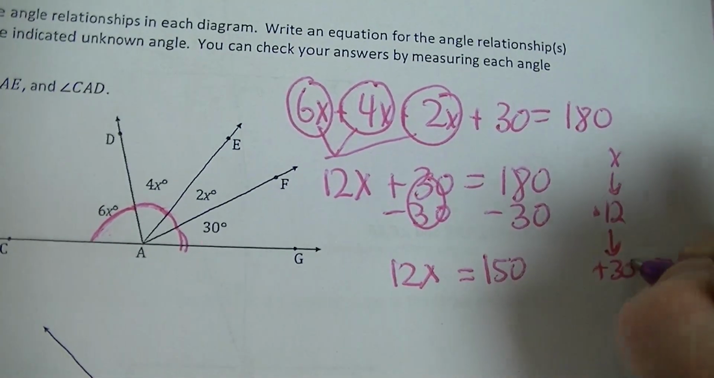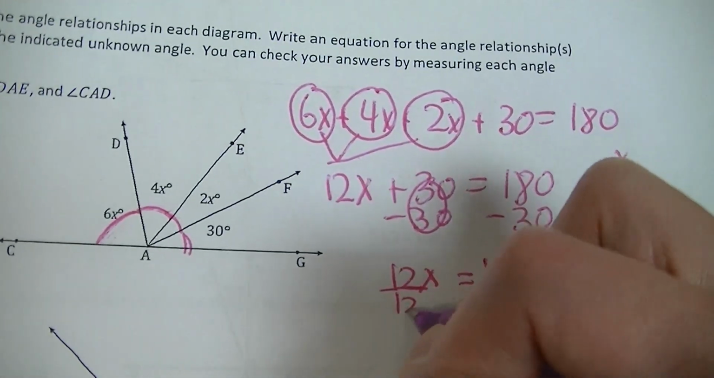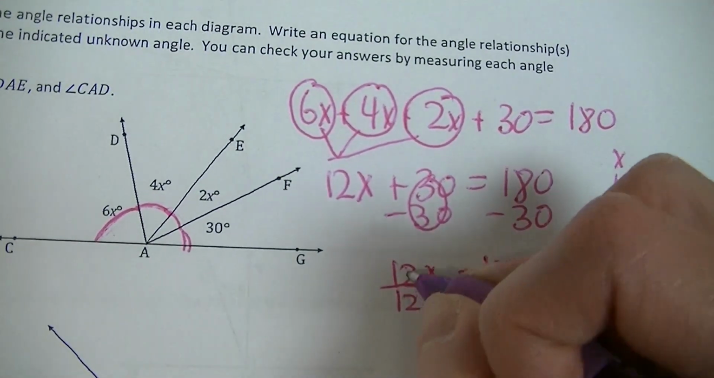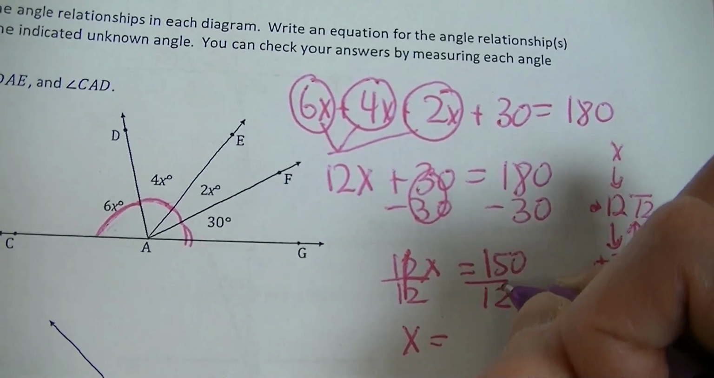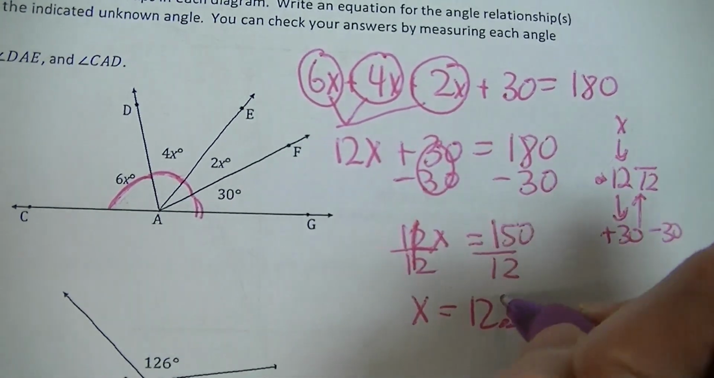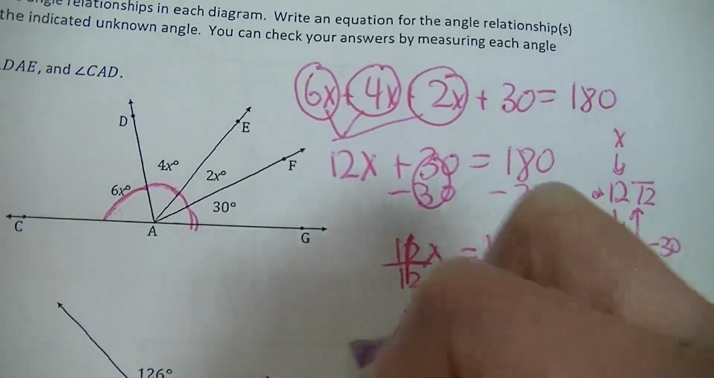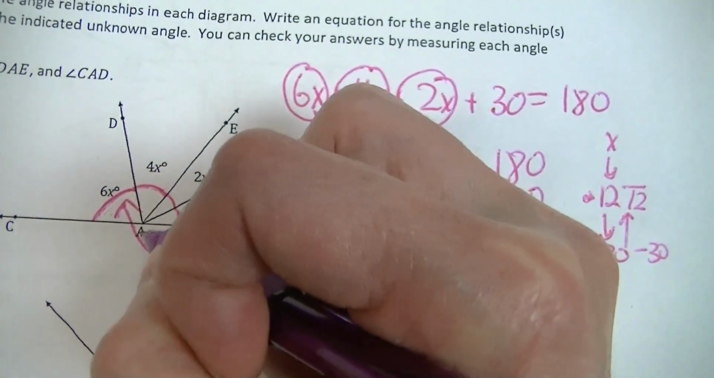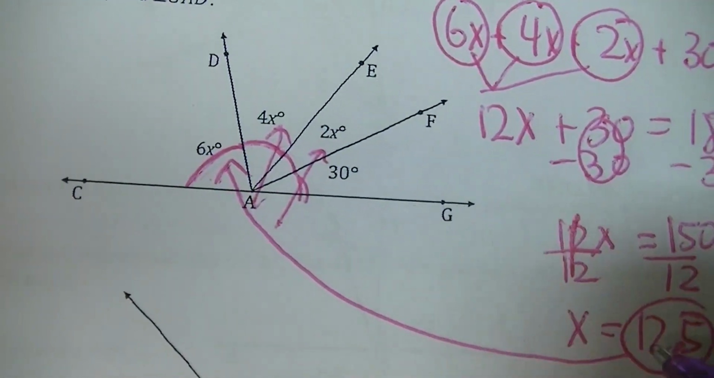Now that you've simplified it down, go back up. The inverse operation of multiplying by 12 is to divide by 12, and that's what you'll do to both sides of the equal sign. 12 divided by 12 is 1. 1 times x is 1x or x. 150 divided by 12 is 12 and a half. Okay, you're not done. As I've been saying, you need to make sure you substitute it back in wherever you see that variable, okay? So I need to substitute 12 and a half in there.